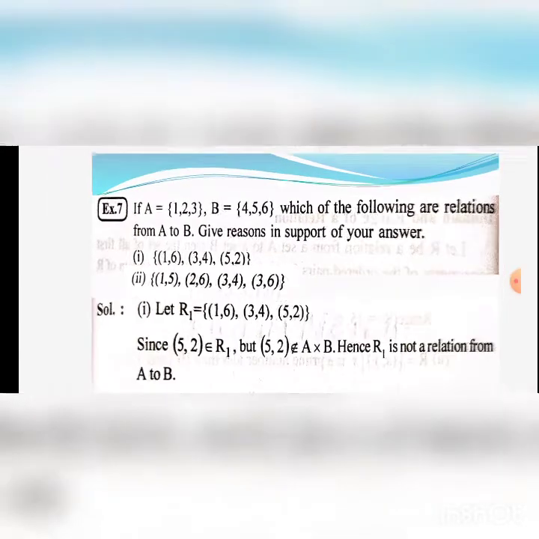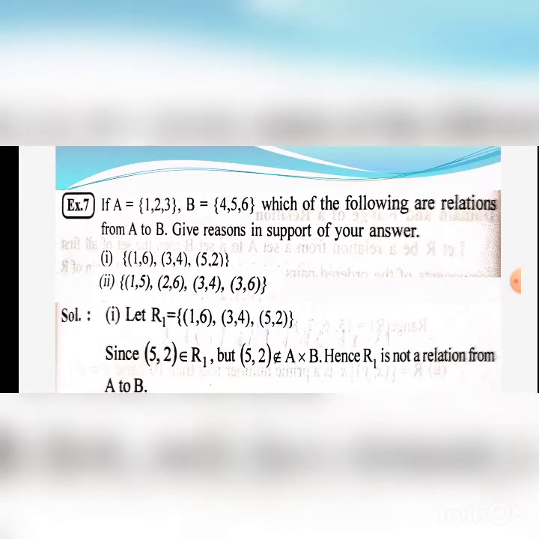So see the example. If the set A equals {1, 2, 3} and the set B equals {4, 5, 6}, which of the following are relations from A to B? Give reason in support of your answer. Means we have to find here, if the sets you can see here, 1 and 2, we have been given relation 1 and 2, and we have to find whether it is a relation from A to B or not.